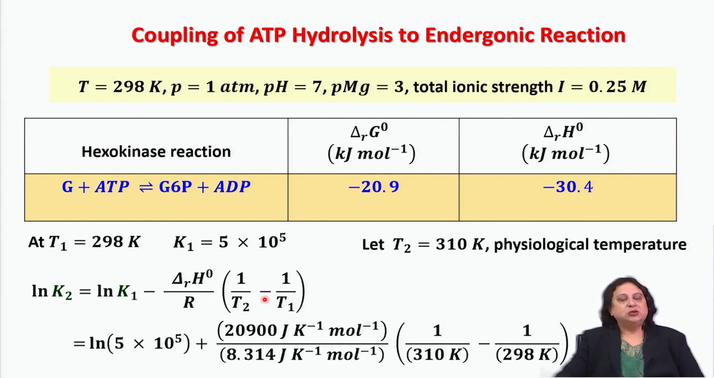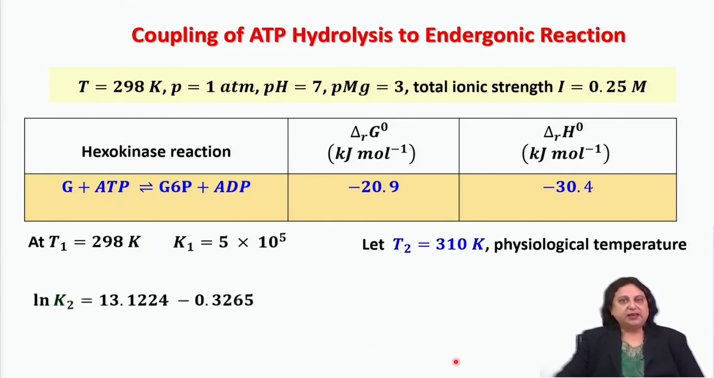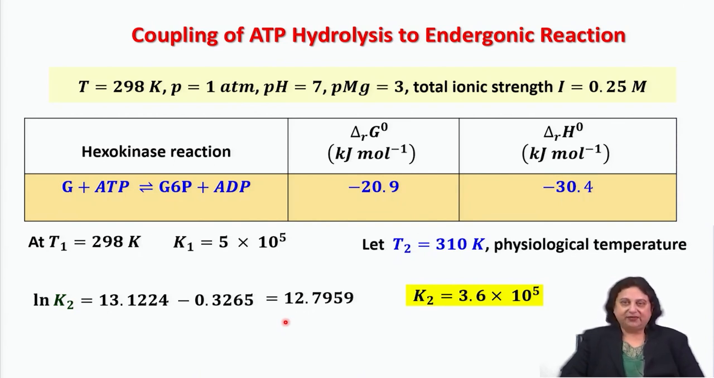scale. So, according to the given numbers, I will put the value of K1, the value of delta H0, R and T2 and T1. And this will immediately give me that ln K2 is equal to this number multiplied by a small minus a small number, giving me eventually a number close to 12.8, thereby representing that K2, that is the equilibrium constant for this reaction at 310 Kelvin, would be 3.6 into 10 to the power of 5.